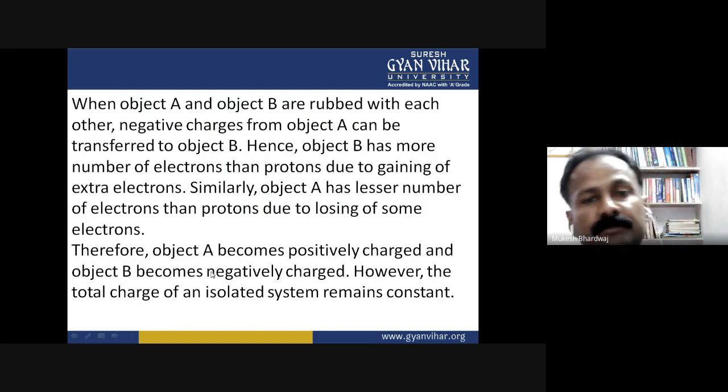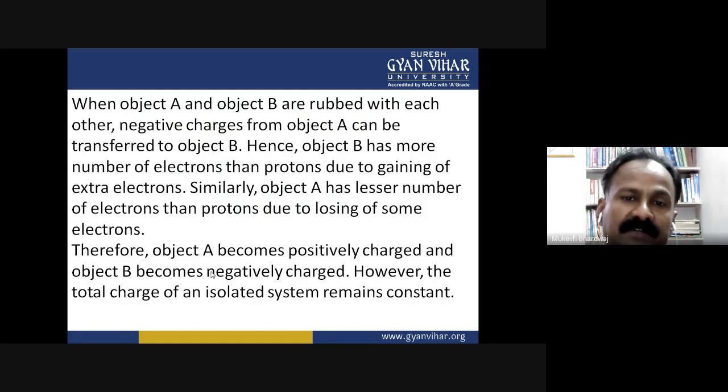When object A and object B are rubbed with each other, negative charge from object A can be transferred to object B. Hence, object B has more electrons than protons due to gaining extra electrons. Similarly, object A has fewer electrons than protons due to losing some electrons. Therefore, object A becomes positively charged and object B becomes negatively charged. However, the total charge of an isolated system remains constant.